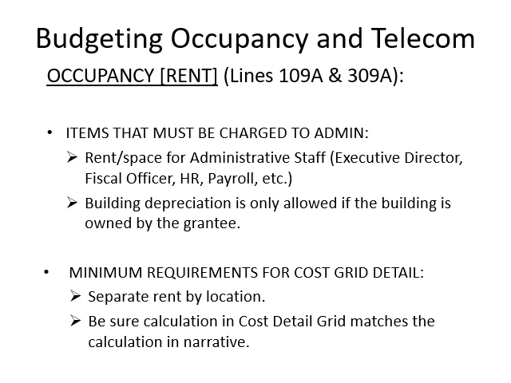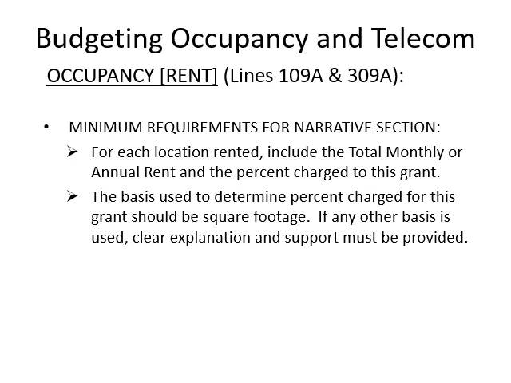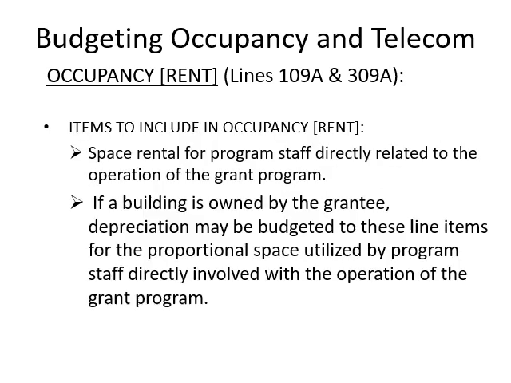The minimum requirements for the cost grid detail for the occupancy rent budget tab are that you need to separate the rent by location, and you need to be sure that the calculation in the cost detail grid matches the calculation in the narrative section. The minimum requirements for the narrative section: for each location rented, you need to include the total monthly or annual rent and the percentage charged to the grant being budgeted. The basis used to determine the percent charged for this grant should be square footage. If any other basis is used, clear explanation and support must be provided.